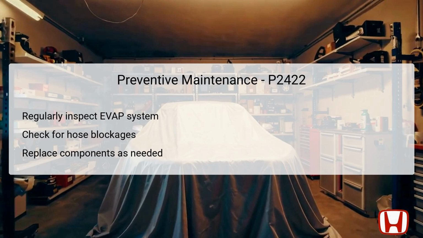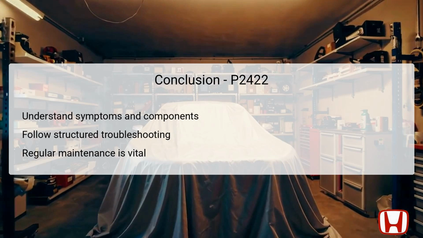In conclusion, understanding DTC P2422 is essential for maintaining your Honda HR-V effectively. Recognizing the symptoms associated with this error code, such as the check engine light and potential decreases in fuel efficiency, is the first step toward resolving the issue. Following a structured troubleshooting guide, which includes identifying the exact malfunction and testing various components systematically, is critical in ensuring a thorough and effective repair.